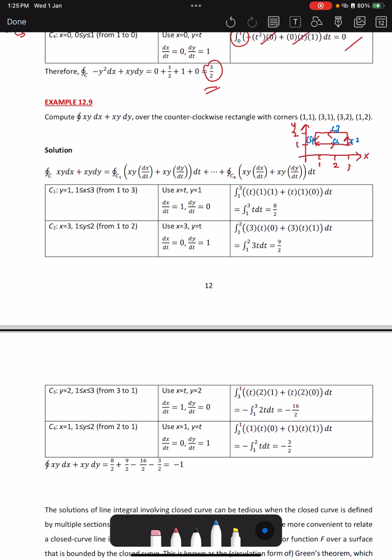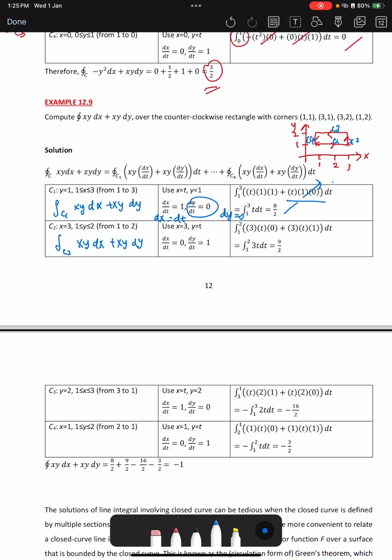Same goes, but now the only difference is your C1 now has xy dx plus xy dy, and x is equivalent to t, y is equivalent to 1. So dy will be 0, dx will be equivalent to dt. So xy dx is t, and then you replace it here, you get 0 here. So you integrate this part, you will get this answer.